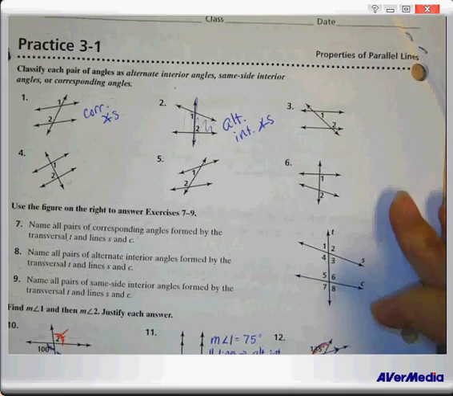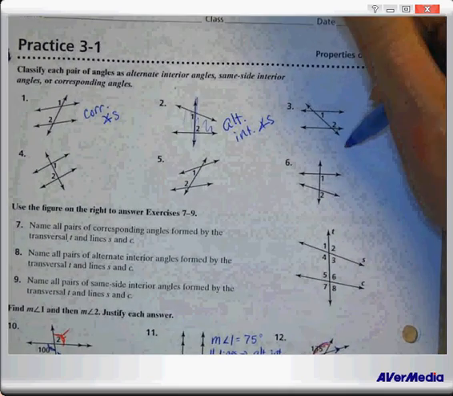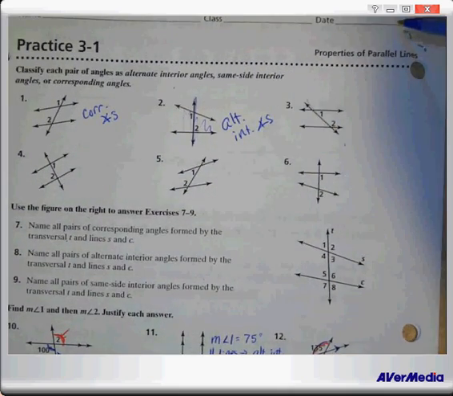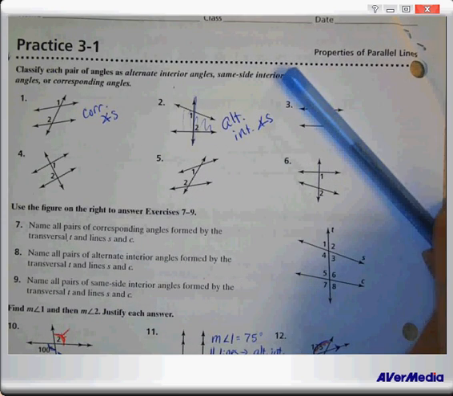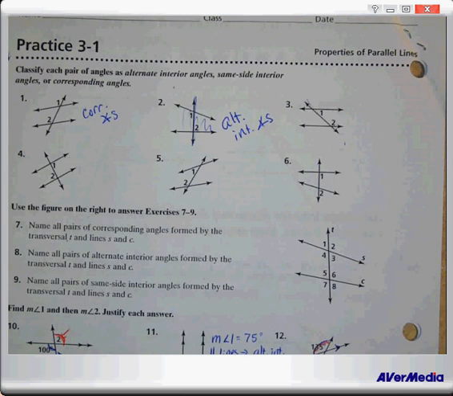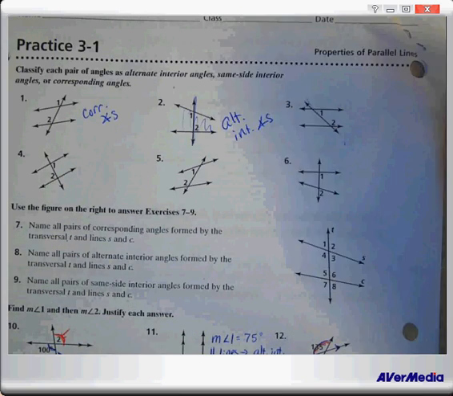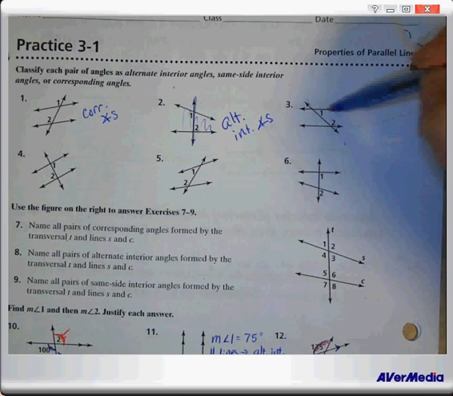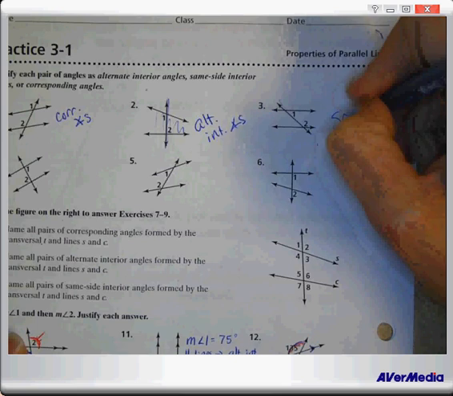All right, now let's look at the next one. Here again, we have a transversal, and ask yourself first, are they on opposite or on the same side? Well, where my pencil's covering up, they're going to be on the same side. So then look, are they interior or exterior or both or neither? Well, in this case, they're both interior. So those are going to be the same side interior.